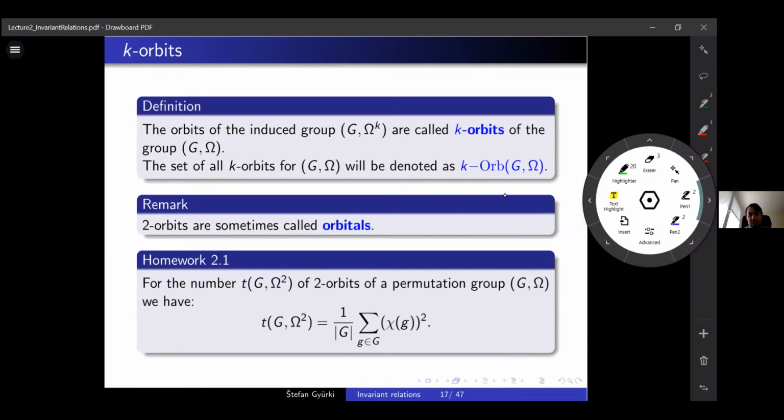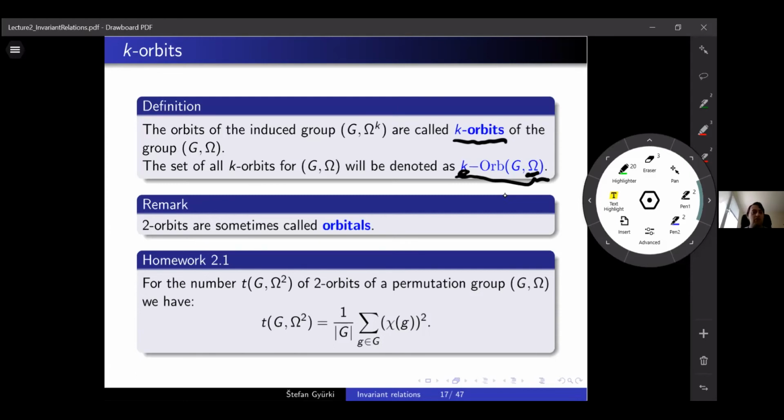Now, in the same fashion as in the first lecture, we can also define the corresponding orbits for the induced actions. If we are taking the action on the kth Cartesian product of the set omega, then the orbits of the induced action are called k-orbits. The set of all k-orbits will be denoted as k-orb G omega. I would like to stress that it is omega, not omega^k. So in this case, I am taking the induced action on omega to the kth Cartesian power.